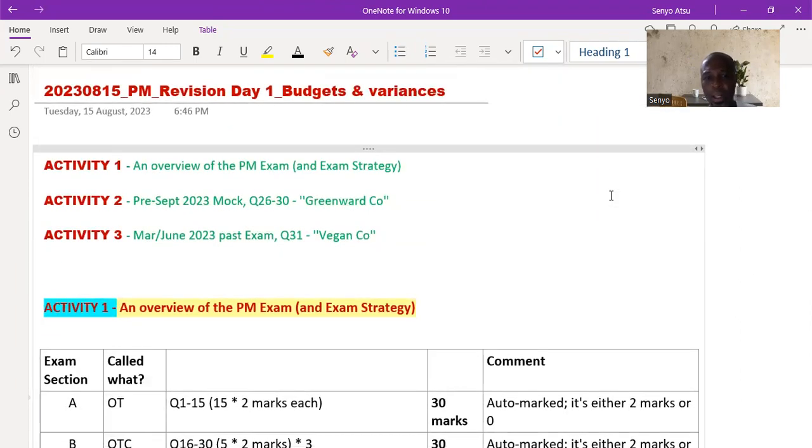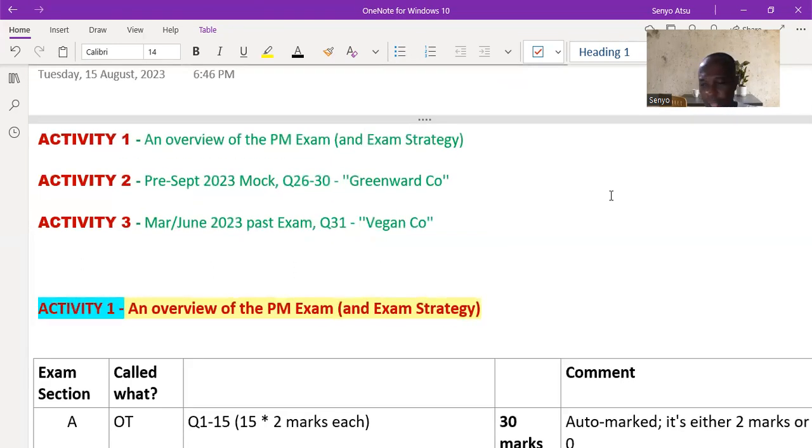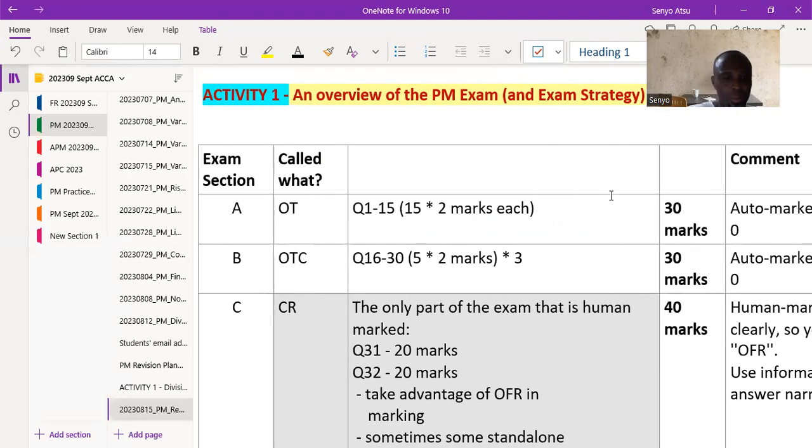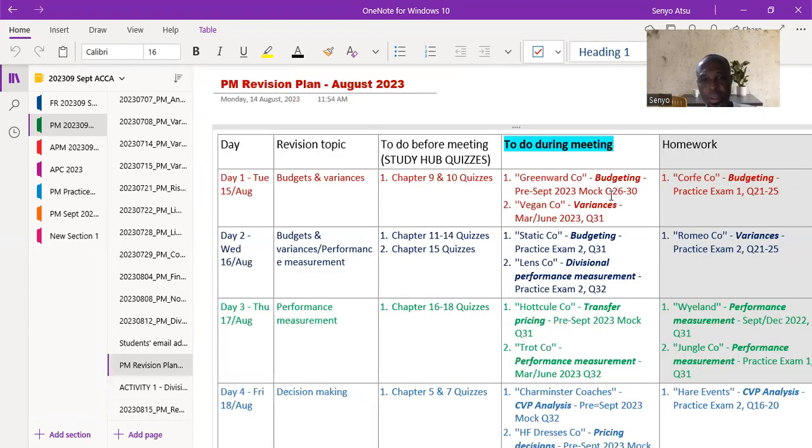Friends, activity 1 for the night, an overview of the PM exam, the exam structure, and exam strategy. We'll be reminding ourselves about these exam strategies throughout the revision course. And you should also be reminding yourself about them as you solve questions. These questions I give you here, please, to do before meeting. They are all Study Hub chapter quizzes. When I say to you chapter 9, 10, those are the quizzes. But you can also go and do the standard quizzes, which are in the revision questions. Do them also in addition to this.